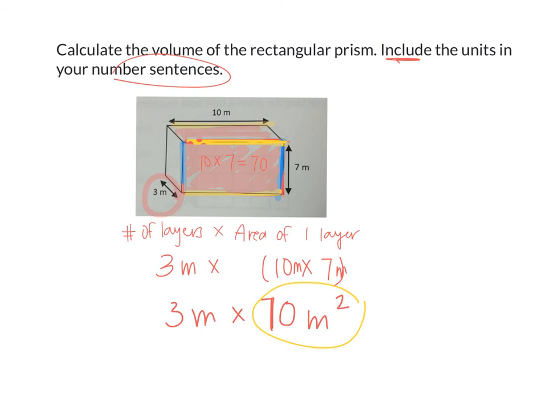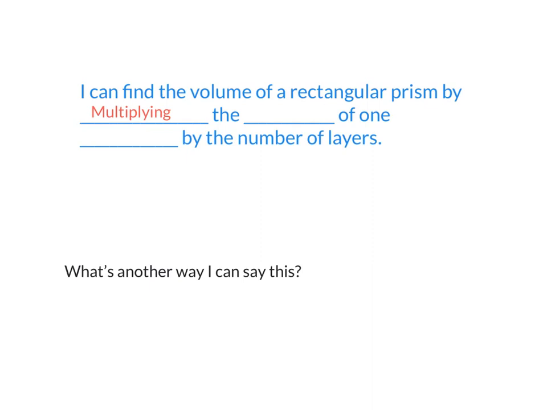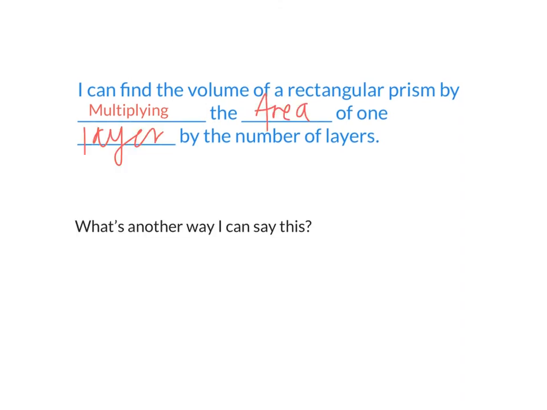Okay, now we can multiply. What's 3 times 70? 210. And if I have meters times square meters, what kind of meters is that? So the volume of this prism is 210 cubic meters. Fill in this blank. We can say I can find the volume of a rectangular prism by multiplying the area of one layer by the number of layers.